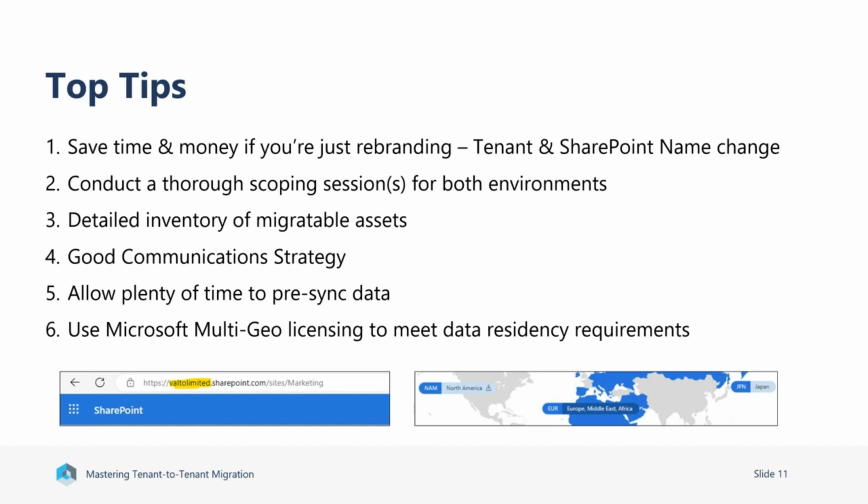With multi-geo licensing, you can apply these to mailboxes, groups, and SharePoint sites, and then you can simply choose which data center you want the data to live in. So if a company outside the jurisdiction is acquiring your business, then use these licenses. They're relatively cheap, not expensive, and they'll help enterprises meet their data at rest requirements.